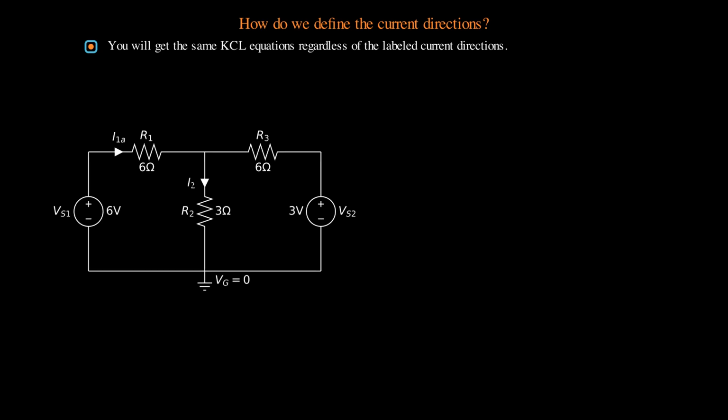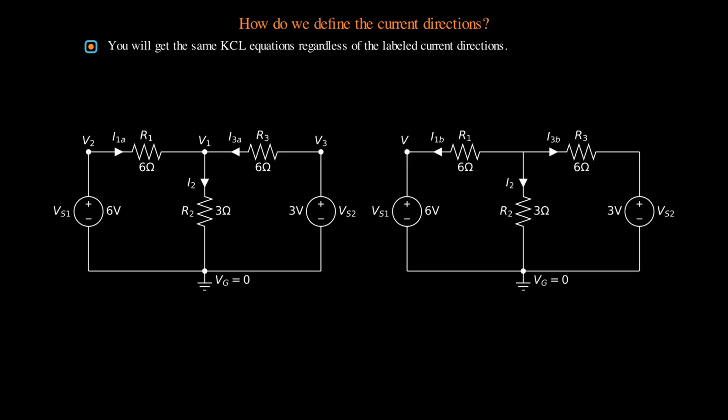Let us use the same example to see two ways of labeling the current direction. The current directions are labeled differently in the two circuits. For example, in the left circuit, the first branch current is labeled as entering node 1, denoted as I1A. However, in the right circuit, the current is labeled as leaving node 1, denoted as I1B. For the second branch current, the current in both circuits are labeled leaving the node 1, both denoted as I2.